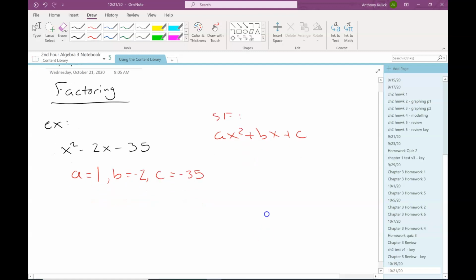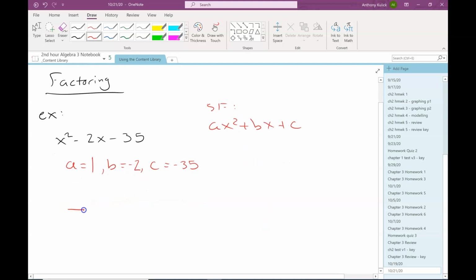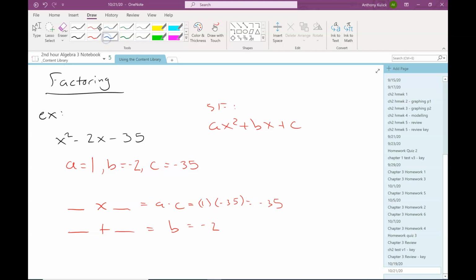Okay. So the next thing I need to do now is I need to find the two numbers that multiply to give me a times c. So in this case, 1 times -35, or -35, and then add to give us b. So in this case, -2. To do that, we're always going to start with the multiplication problem. So we're going to find an answer to the multiplication problem and see if it also satisfies the addition problem.